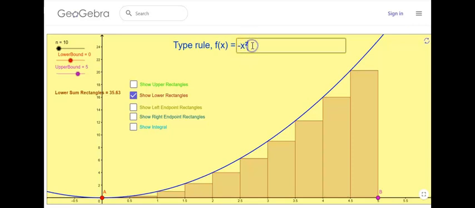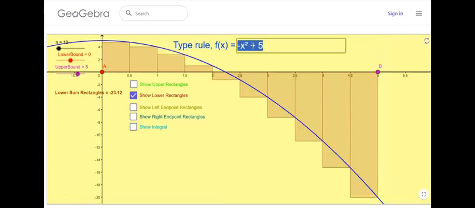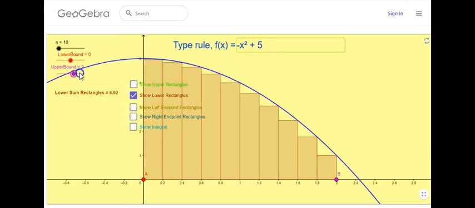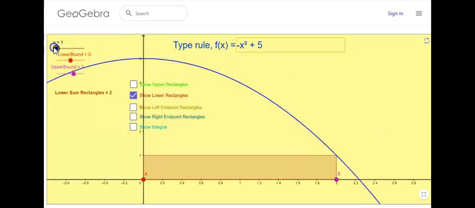Negative x squared plus 5. Okay, good. And I'm only interested in, upper bound is 2. There we go. Okay, and we did n was 4. Okay, that should look familiar. That was the first example I did. Okay, and that was lower rectangles.